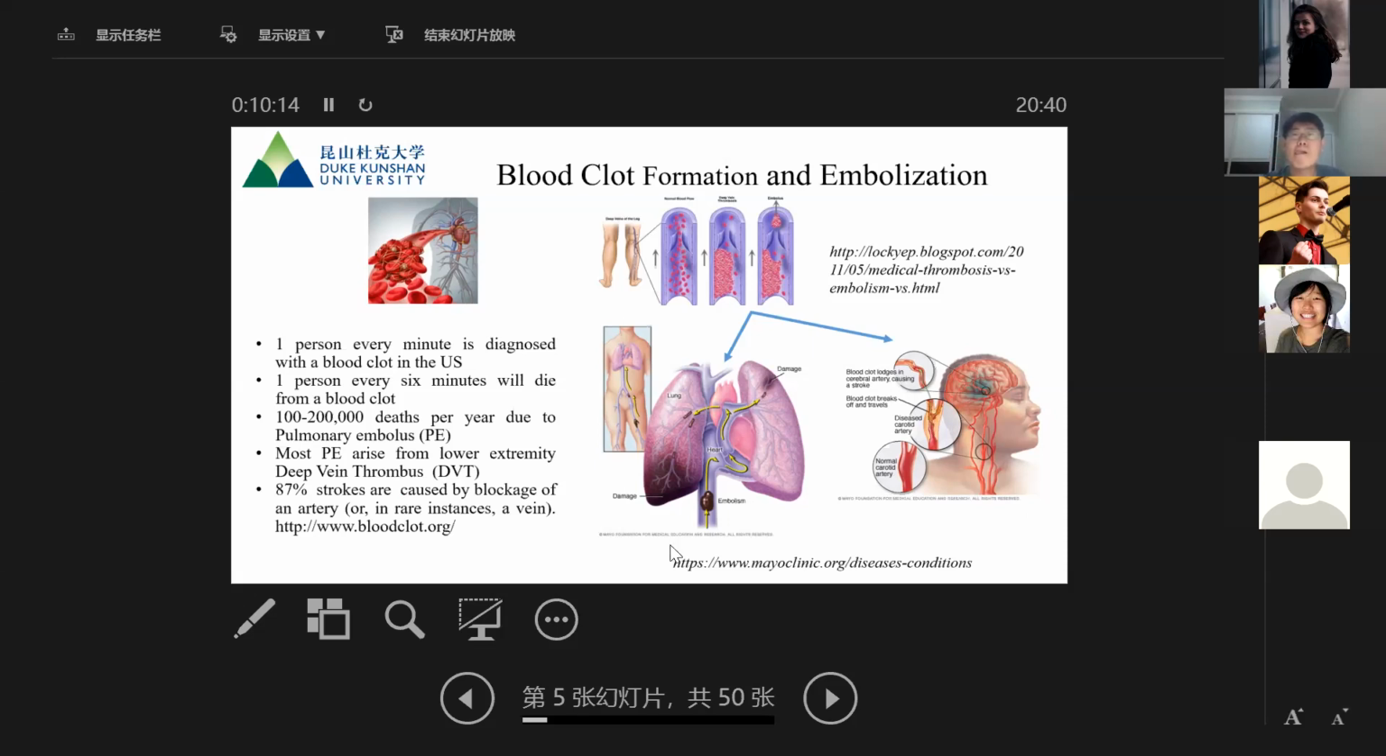Yes. So Joy asked, did we consider the size of the stenosis of the narrow part, or the size of the clot?